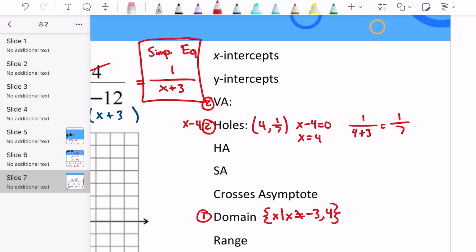We're going to take a look at our vertical asymptote. In order to do that, we're going to look at the denominator of that simplified equation. We're going to grab that denominator and set it equal to 0, which means x plus 3 is equal to 0, which means x is equal to -3.